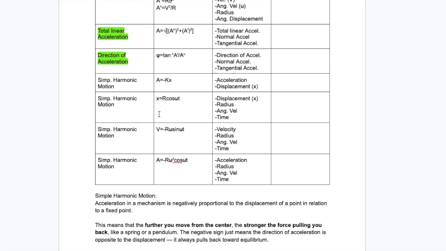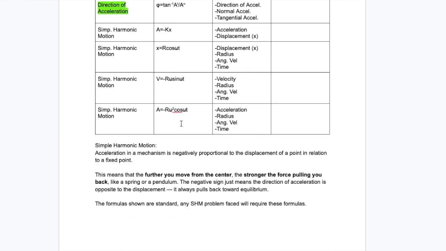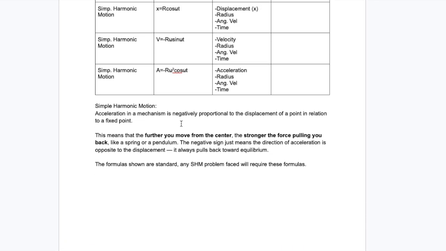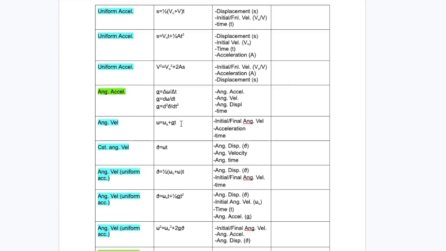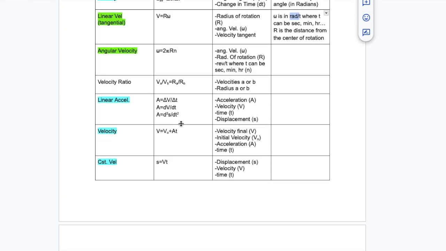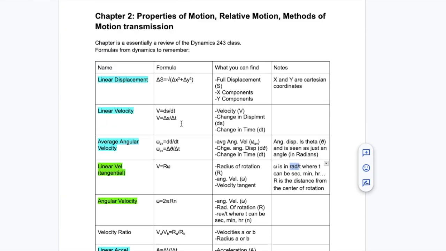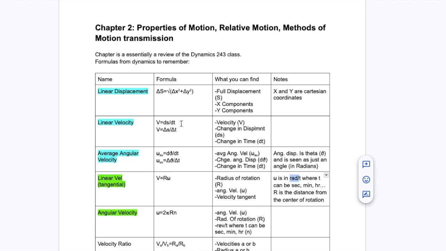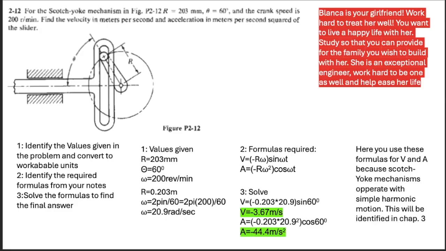So these are the standard formulas for simple harmonic motion. You can find harmonic motion using different formulas, but at that point it's no longer simple. Okay? And so in this course, you're going to only be faced with simple harmonic motion. This is chapter 2. It's just dumping all the formulas you need to know. Here we're looking at problems for chapter 2.